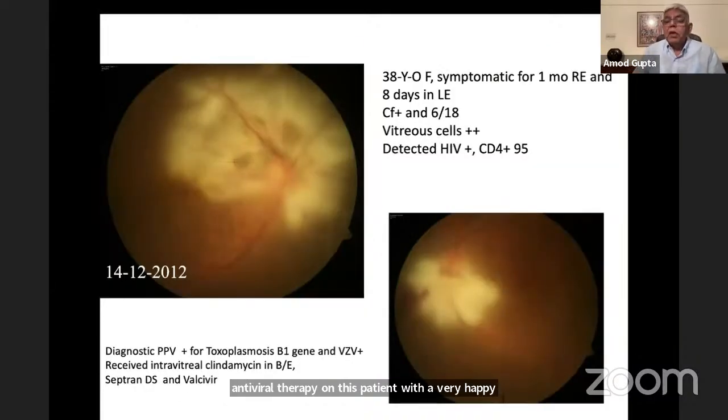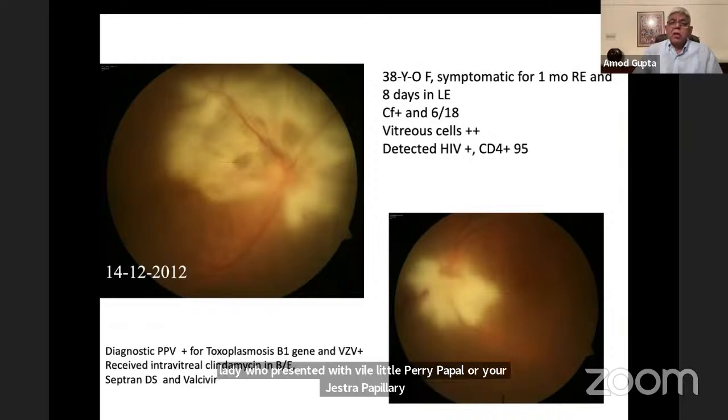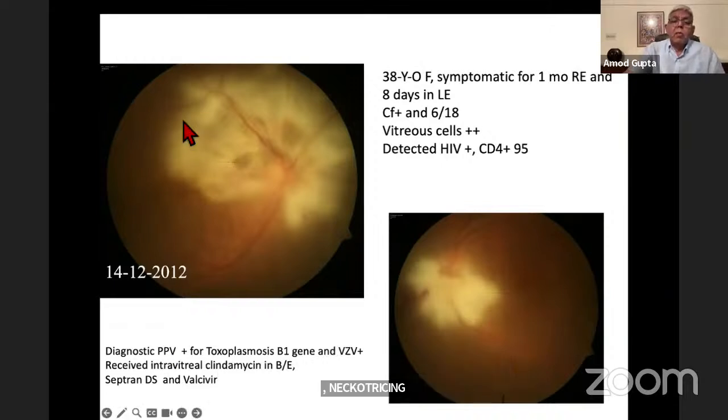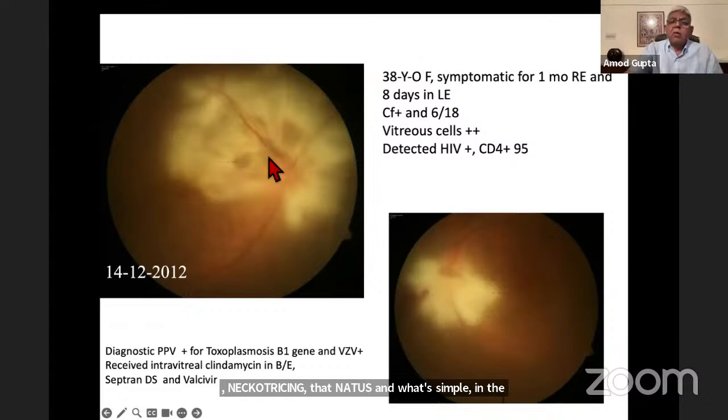Another lady presented with bilateral peripapillary or juxtapapillary necrotizing retinitis. She had been symptomatic in the right eye for about a month and for about 8 days in the left eye, and had just counting finger vision.